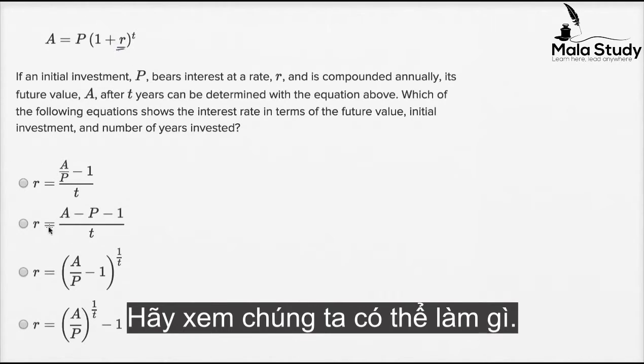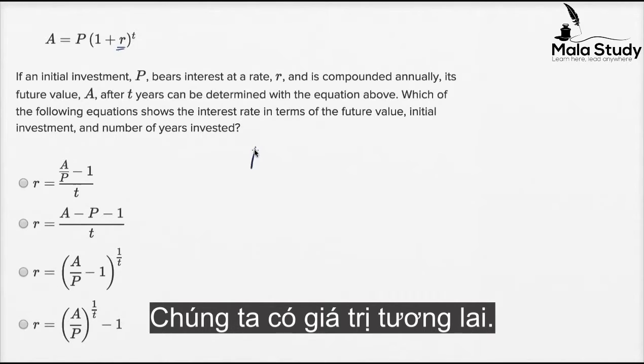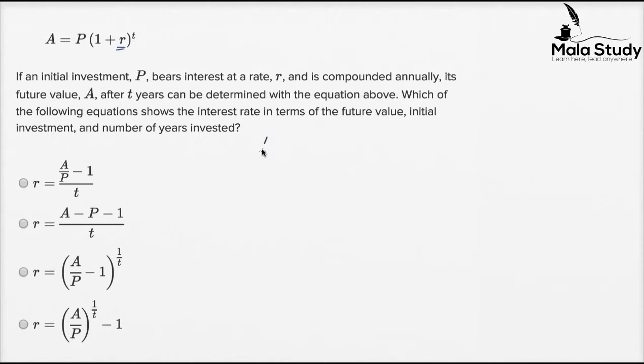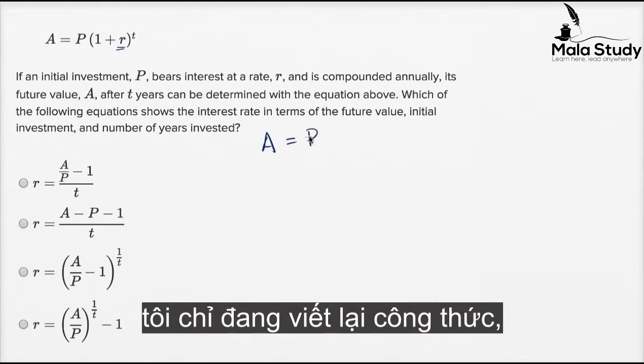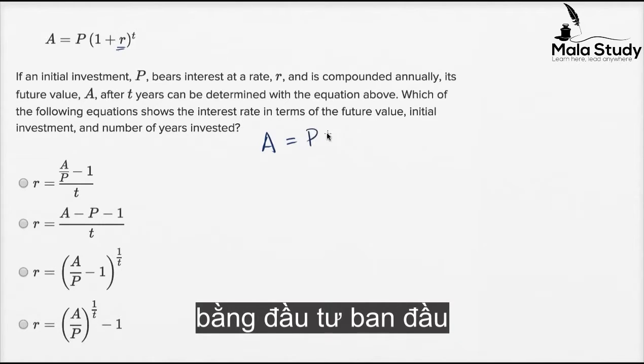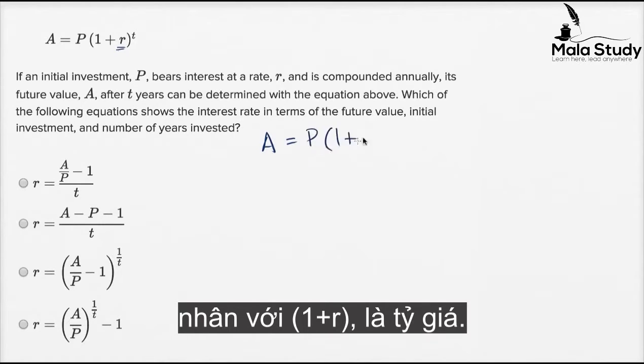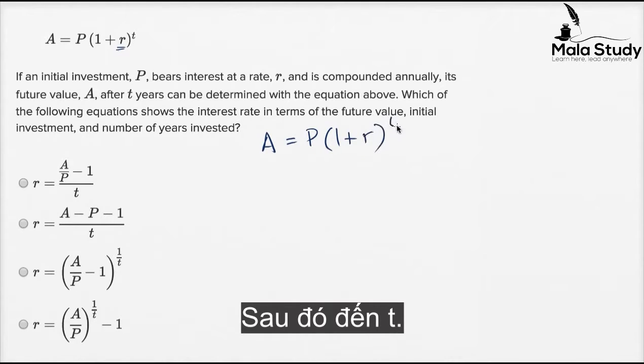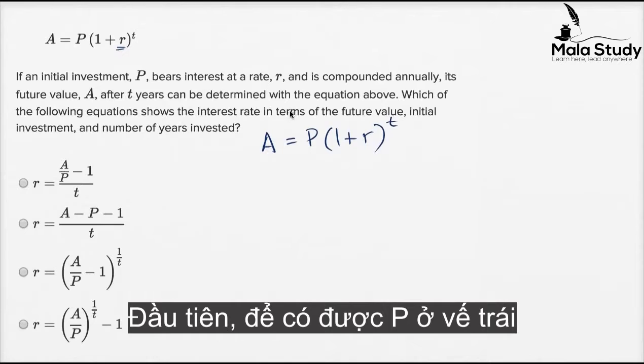So let's see if we can do that. So we have the future value. Let me give myself some space. Future value is equal, I'm just rewriting it, to the initial investment times 1 plus our interest rate, and then that quantity to the T power. So let's see what we can do.